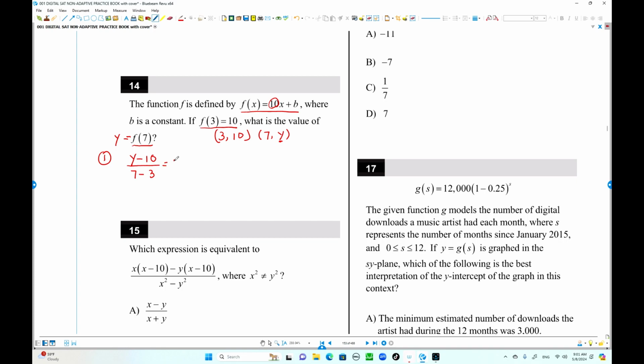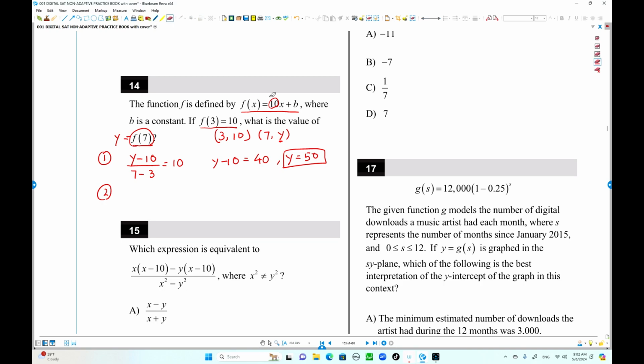That must be equal to 10, right? So y minus 10 equals, this is 4 times 10, which is 40, okay? So y equals 50, okay? This is the value of this one. Or you can use the equation.